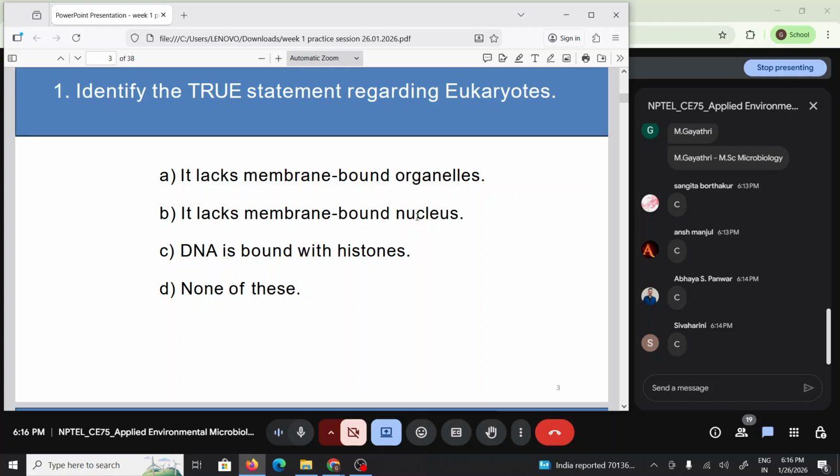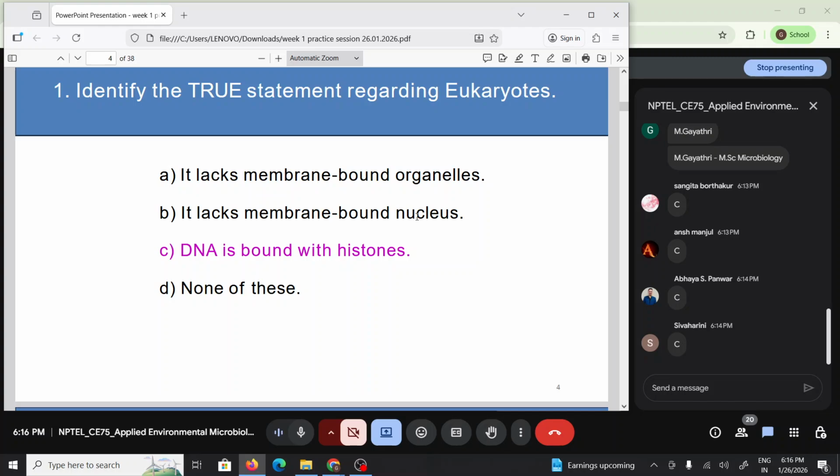You are telling it is C, true that DNA is bound with histones in eukaryotes. So I'm sure that you are aware of the differences between prokaryotes and eukaryotes. So we'll also see that in one of the summary slides.